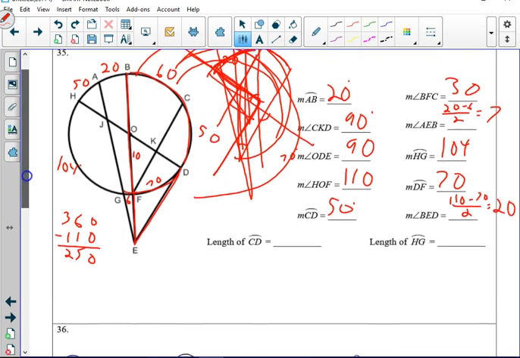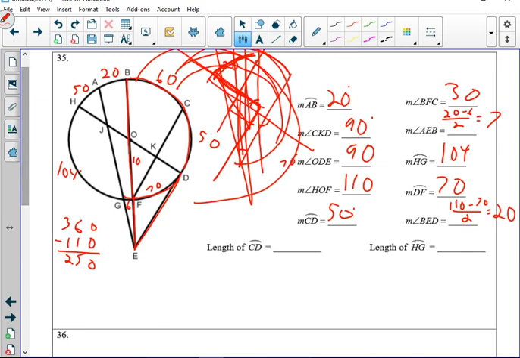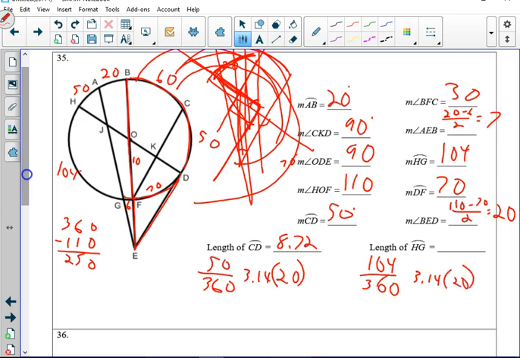Now the length of CD. Well, CD is 50. So it's 50 divided by 360 times pi times diameter. And the diameter is 20. That's 8.72. The length of HG. Well, HG is 104. So 104 over 360 times 3.14 times 20 is 18. Whoops. 0.14.